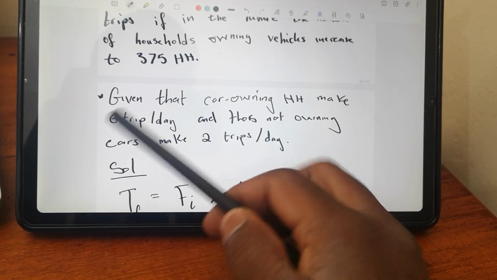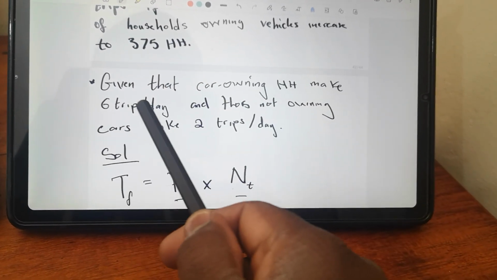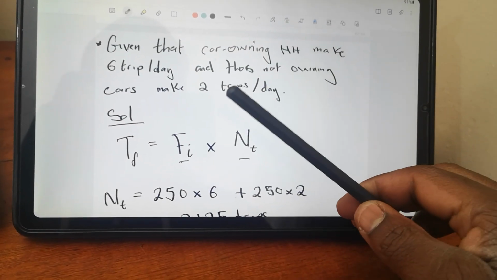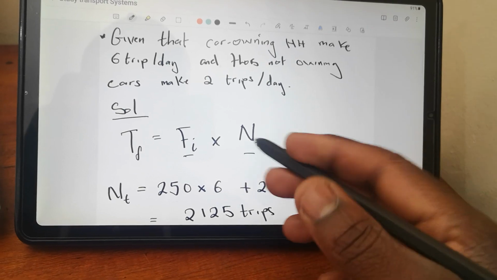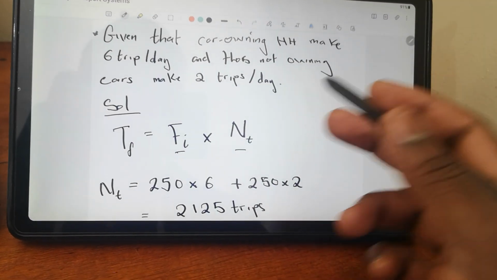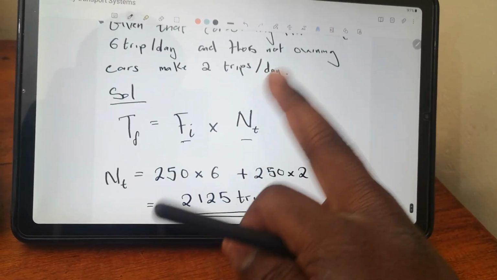The set of conditions is that, first of all, the income and the population are maintained. Then the number of trips made by car owning households is 6 trips, and those that don't own make 2 trips in a day. So the formula we use for the growth factor is: the number of future trips to be generated equals the growth factor multiplied by the present number of trips.